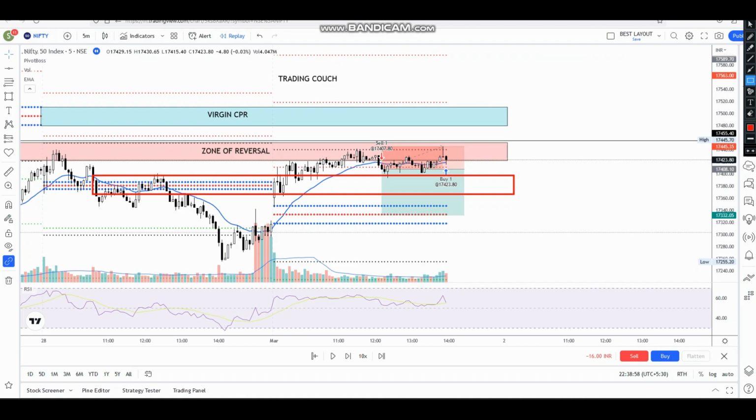And since there is a huge bearish candle, once more a rejection has happened near the previous day high. We still have to wait for a proper confirmation to enter into the bearish territory.